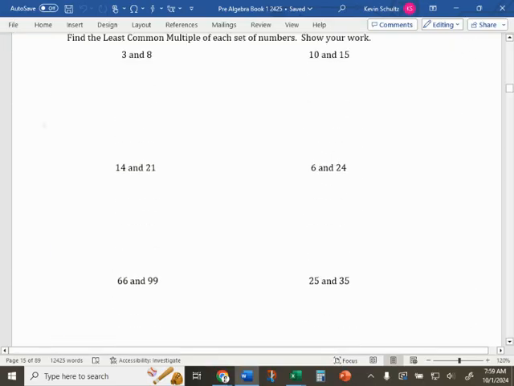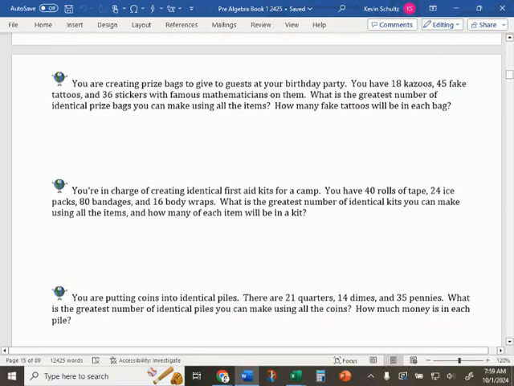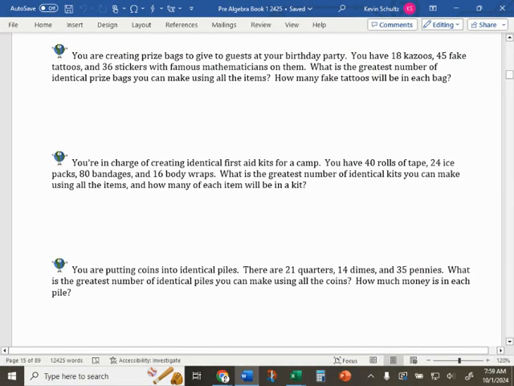Well, the nice part about this all being one document is we can go back and look. Okay? Here was our greatest common factor word problem page. What phrases, what words did we say stand out? Yeah. Identical. What else? Okay, so identical is one. What was the other phrase? Using all the items. Right? Identical and using all the items.